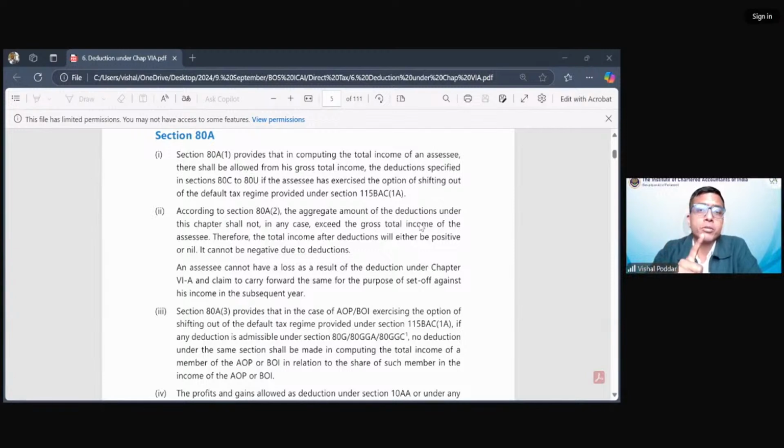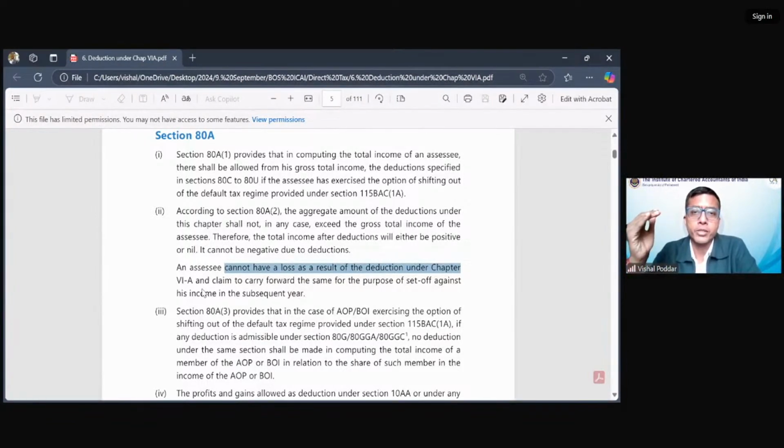And the moment I say it is not a loss, it also means that you cannot carry forward the deduction, because what you can carry forward is only loss. If the deduction itself is not allowed, which deduction? The excess amount.